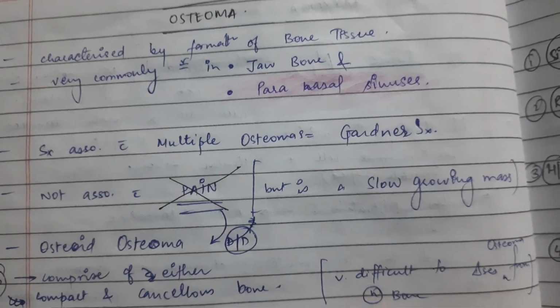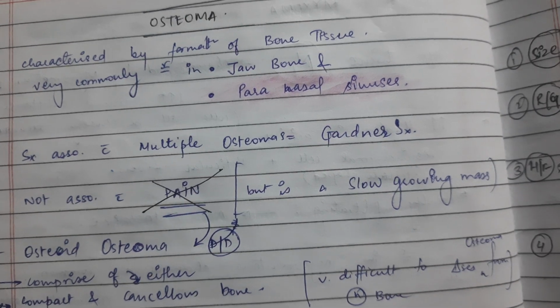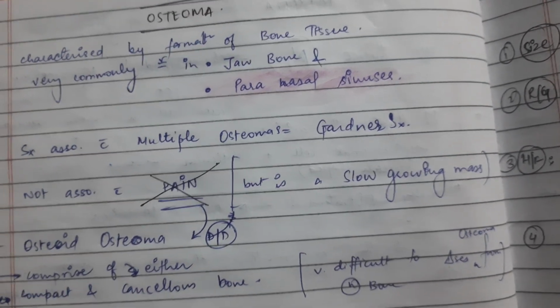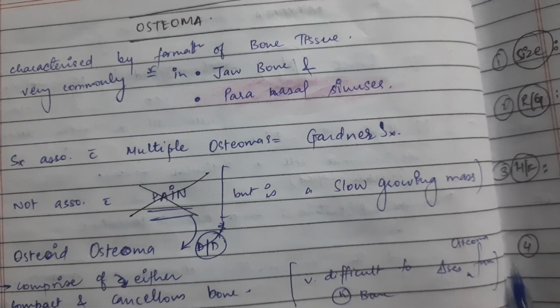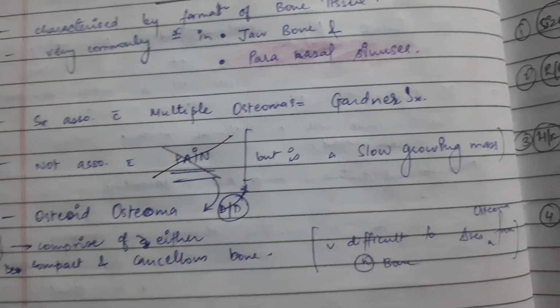Inferior concha is a bone in itself. Middle concha is a part of the ethmoid bone, and superior concha is also a part of the ethmoid bone.